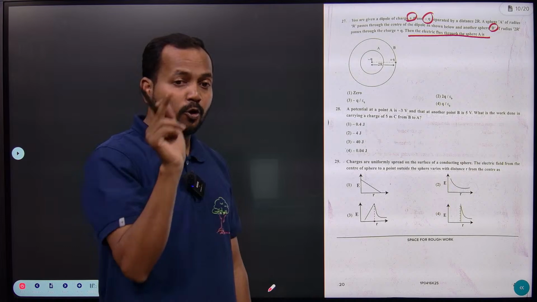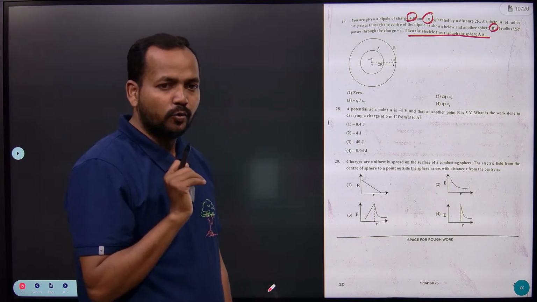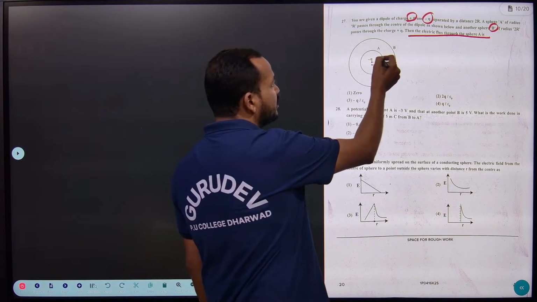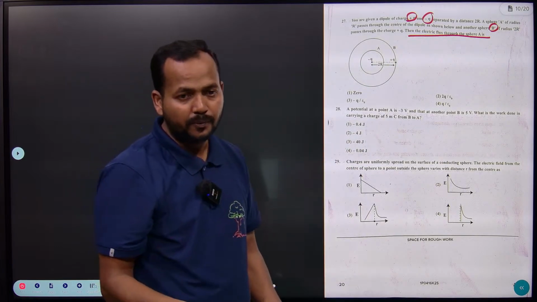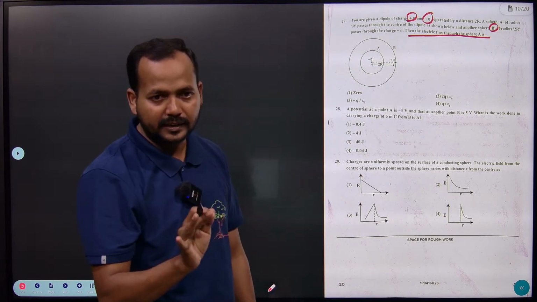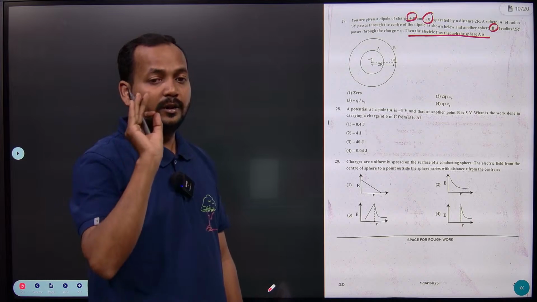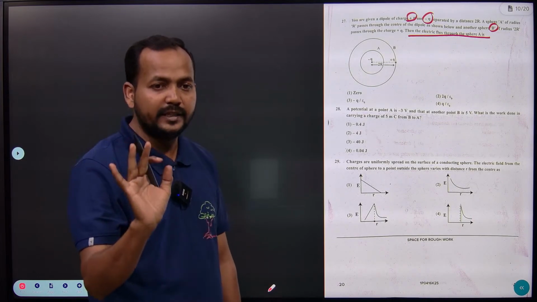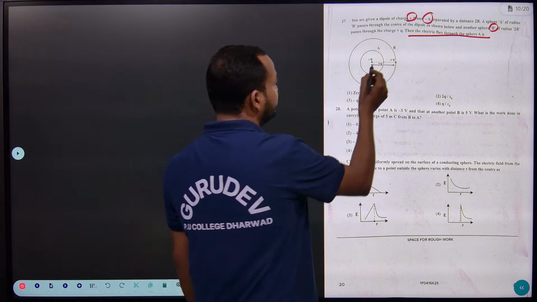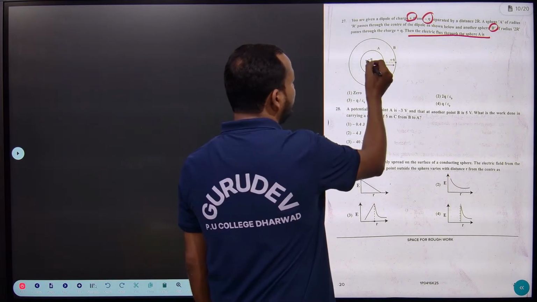If suppose he asks about the whole dipole, definitely it should be 0. Why? Because due to the negative charge it is downward, due to the positive charge it is upward. So the net charge will be 0, therefore flux will be 0. But it is not like that. They are asking through only sphere A. Clearly sphere A only they are asking. Because of that reason, in this closed surface, how much charge is there?